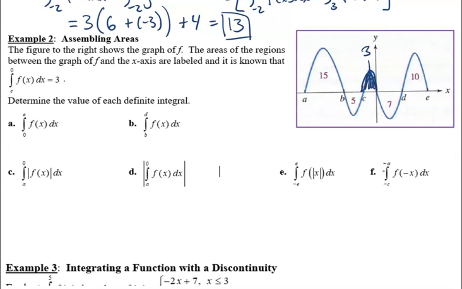Okay, so first one, we're looking for the integral from 0 to E. So from 0 to E covers these two regions. We remember the definite integral subtracts area below the x-axis. So this is represented with a -7 plus 10, which is a net value of 3. Again, area above minus area below.